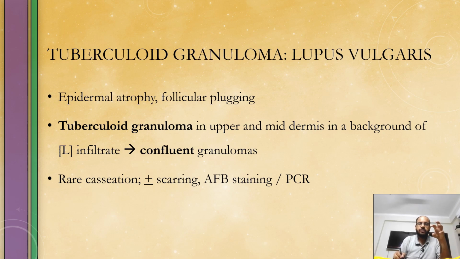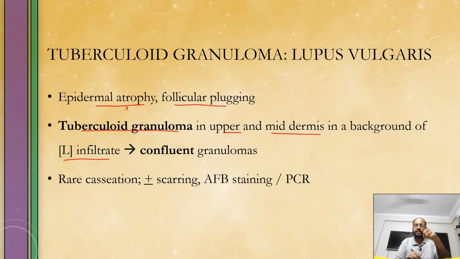The prototypic reaction is lupus vulgaris. The prototypic disorder in which you see tubercular granuloma is lupus vulgaris. In lupus vulgaris, you see epidermal atrophy. Remember, clinically also there is atrophy present. There's epidermal atrophy, there's follicular plugging. But we are more concerned about what is happening in the dermis. In the dermis, you will see tubercular granuloma in the upper and mid dermis in a background of lymphocytic infiltrate.